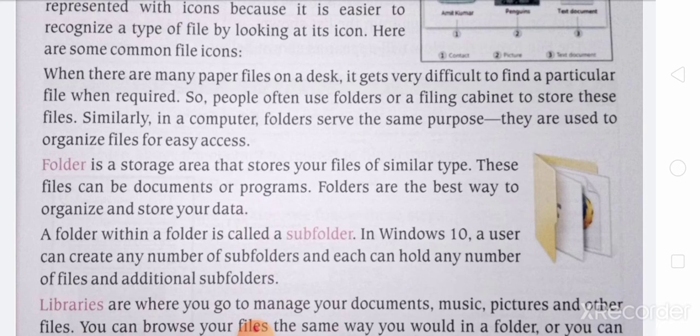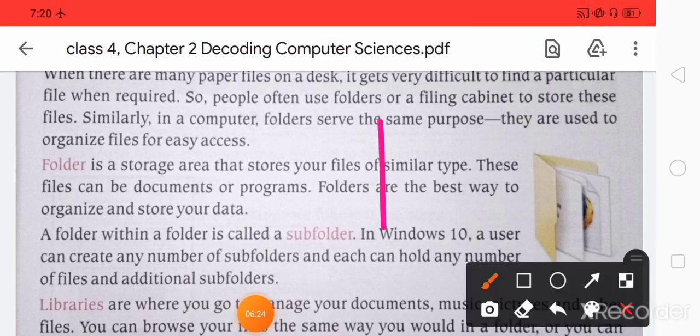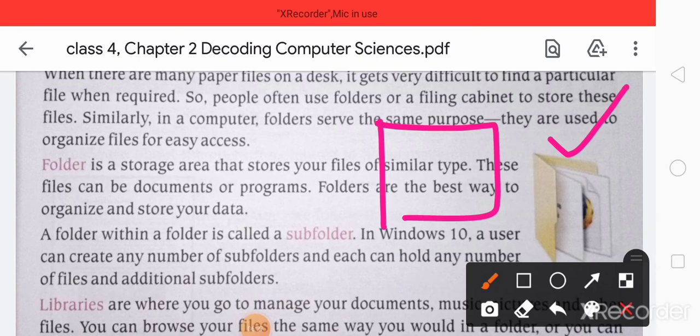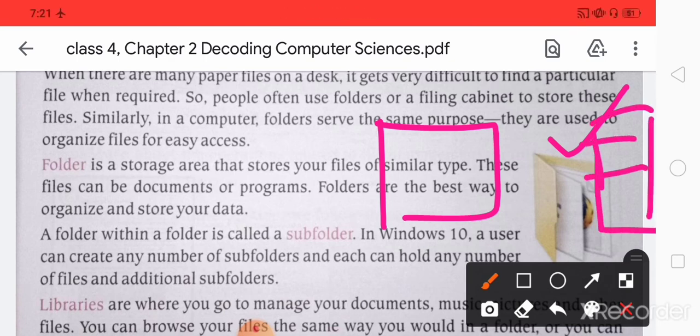So, what is a folder, students? A folder is a storage area where you store your files of similar type. These files can be documents or programs. Folders are the best way to organize your data. A folder within a folder is called a subfolder. You can see this one is the folder. If you double click here, the items inside are shown. These are called subfolders.